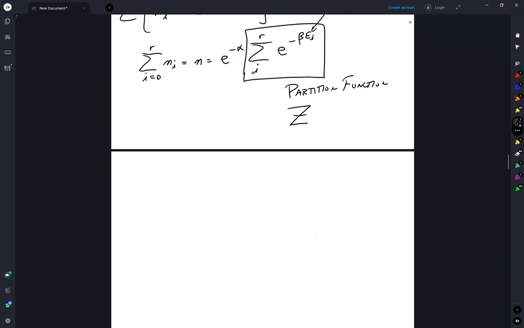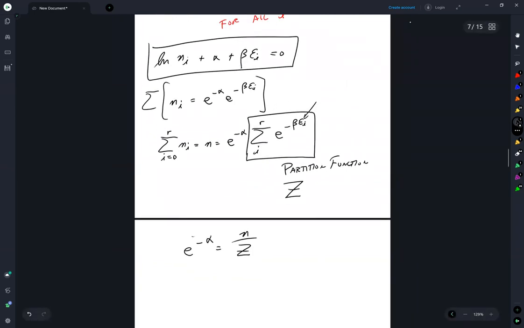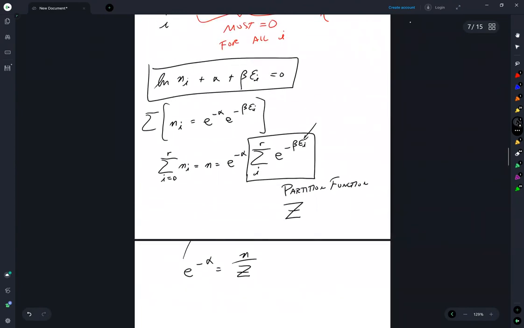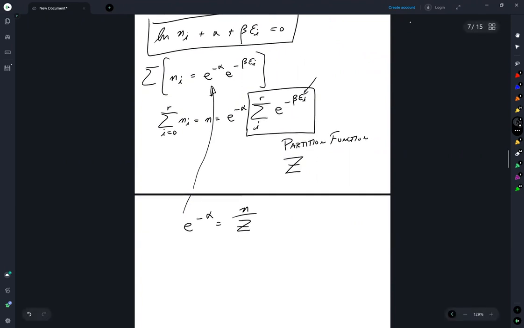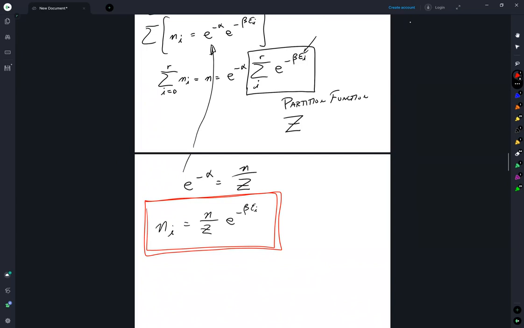And that means that we can write e to the minus alpha is equal to N over Z. And because we have e to the minus alpha, we can put that into this expression, which means that the number of particles in a particular energy level has to go as N over Z e to the minus beta epsilon i. And that's very, very useful.